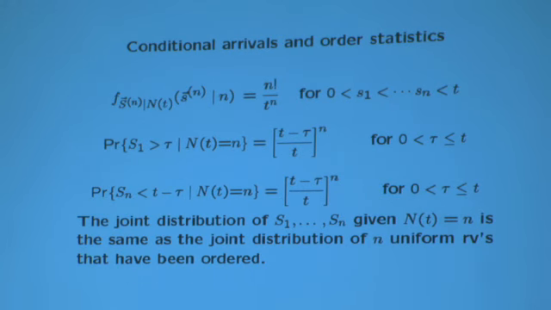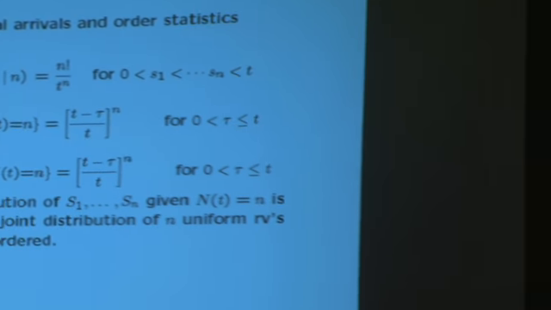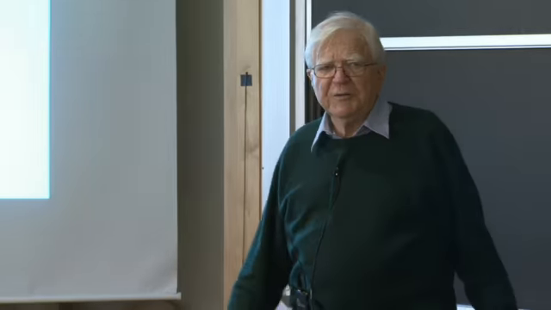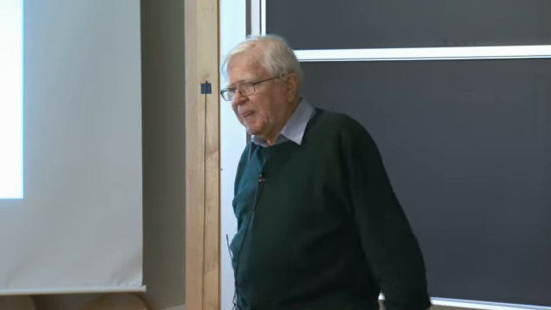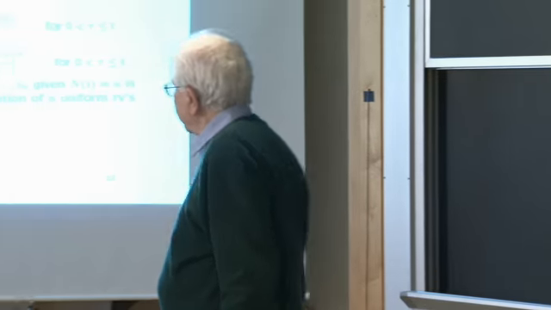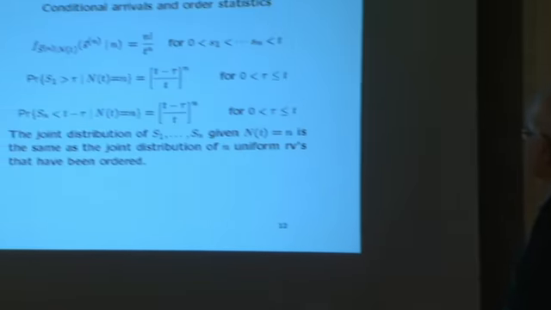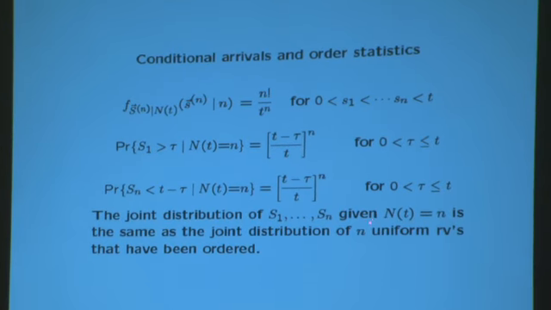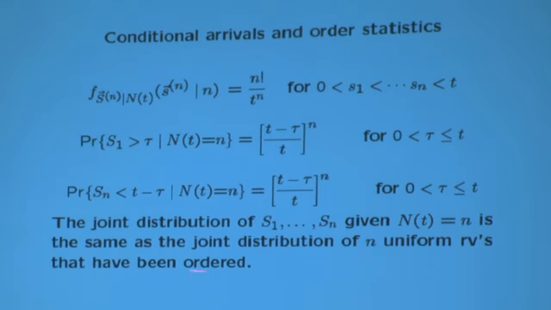You see, all of these formulas just come from particular viewpoints about what's going on. You have a number of viewpoints. One of them is throwing darts at a line. One of them is having exponential inter-arrival times. One of them is these uniform inter-arrivals. It's only a very small number of tricks, and you just use them in various combinations. So the joint distribution of S1 to Sn, given N of t equals n, is the same as the joint distribution of n uniform random variables after they've been ordered.